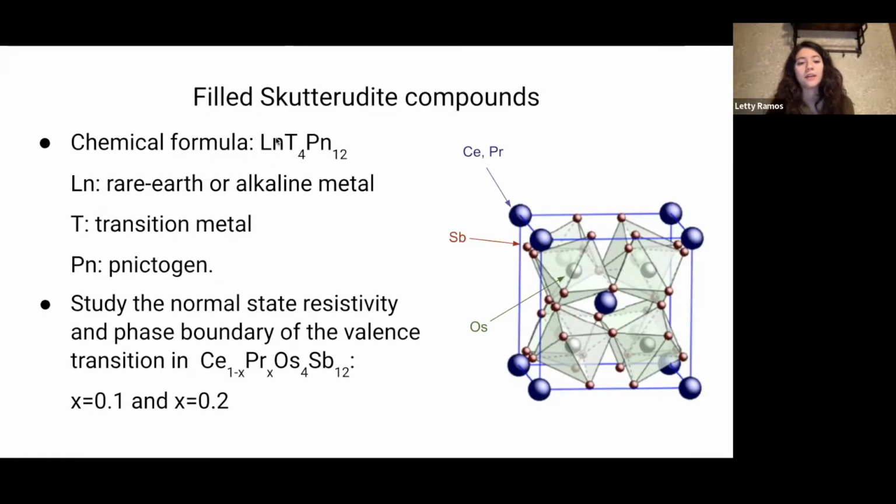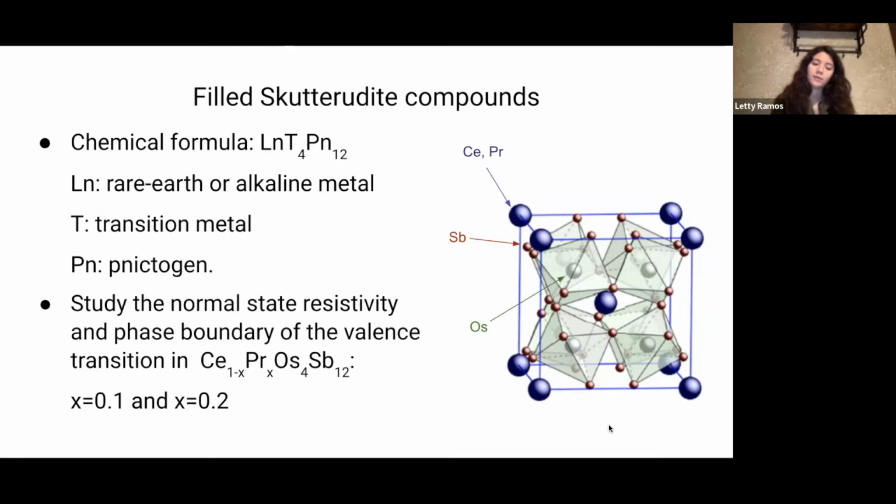or alkaline metal, there are 4 transition metals and 12 pnictogens. So here's the unit cell diagram. These blue spheres represent the rare earth metals, in our case cerium and praseodymium, and they form a body center cubic sublattice. These red spheres are the antimonies, that's a pnictogen. They form a tilted octahedral sublattice with an osmium in each center, and these osmiums are the transition metals. They form a simple cubic sublattice.